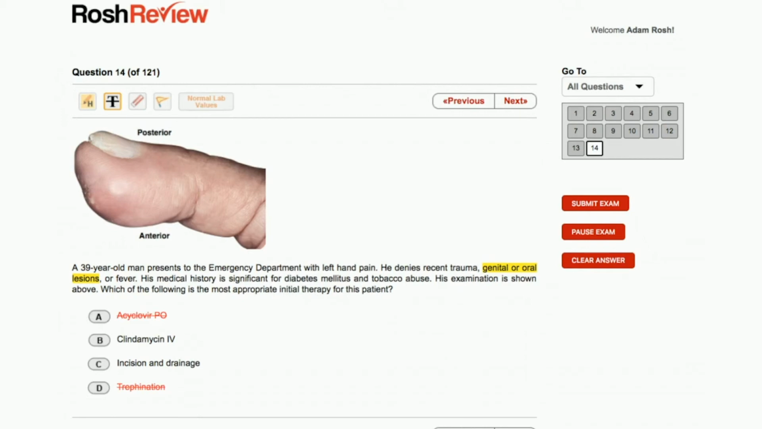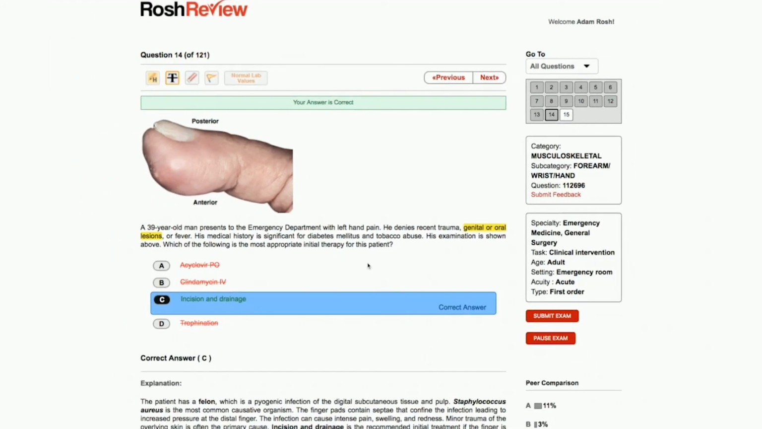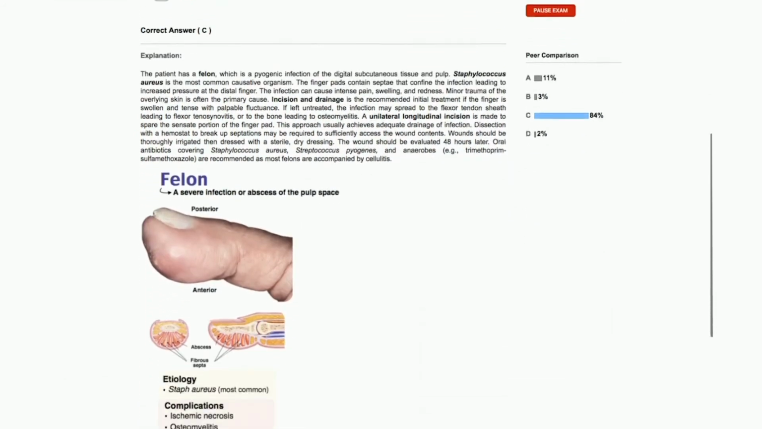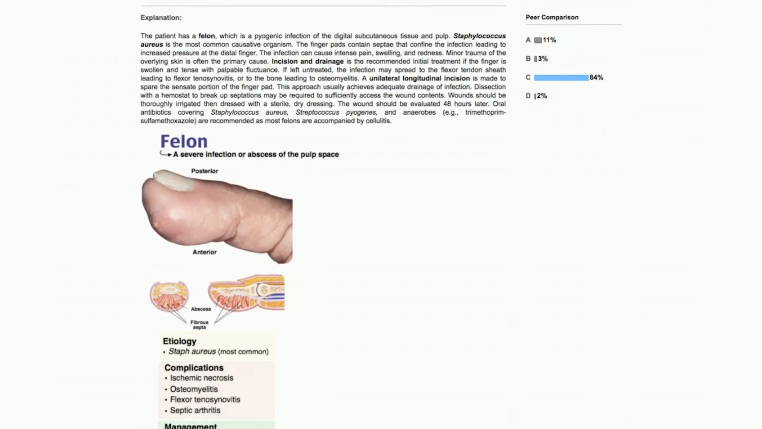And therefore, incision and drainage is what I'm thinking is the correct answer choice. So let's cross off clindamycin, and the initial choice should be incision and drainage, and maybe this patient would get clindamycin subsequently, but the prime therapy should be incision and drainage. So let's see what we get here. Sure enough, this patient has a felon, and incision and drainage is the correct answer.